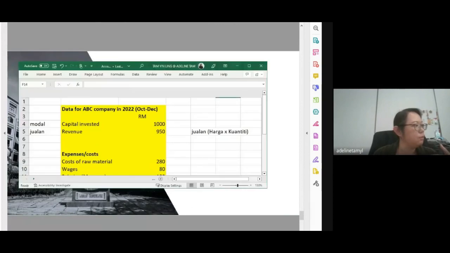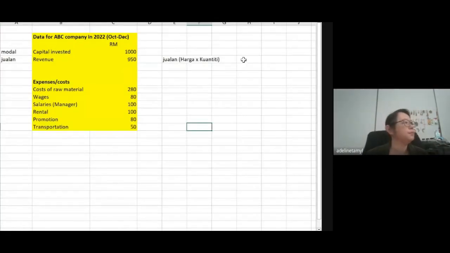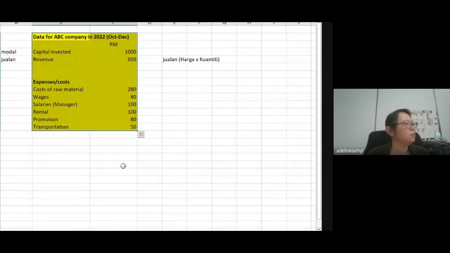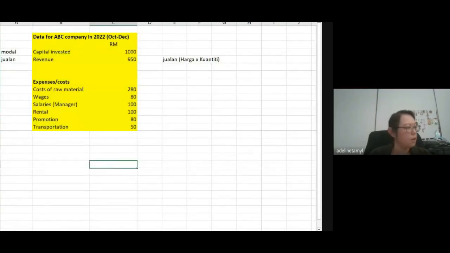Let me share with you how to do it in Excel. Okay, let's say I want to do the account statements for this company. Okay, please take note. This is compulsory to prepare for the 3 accounts. It is compulsory to prepare for your report. So please take note here.